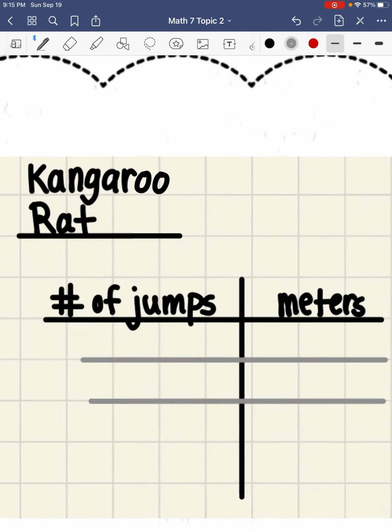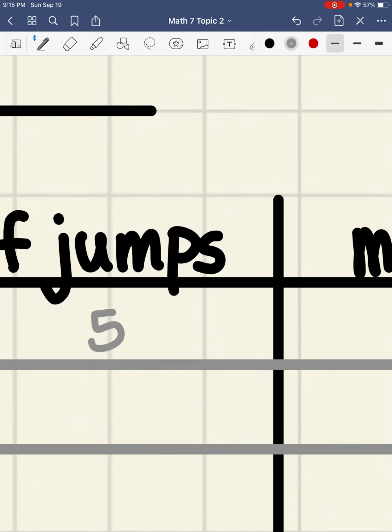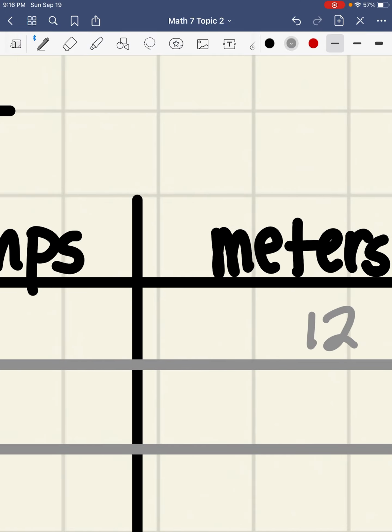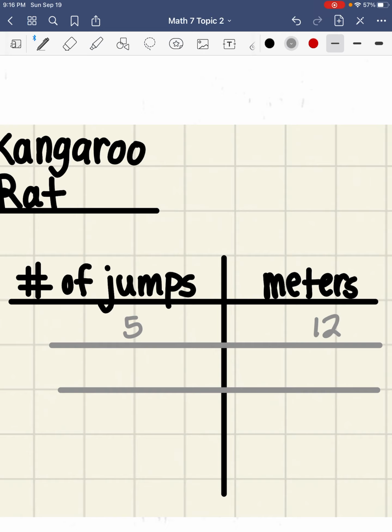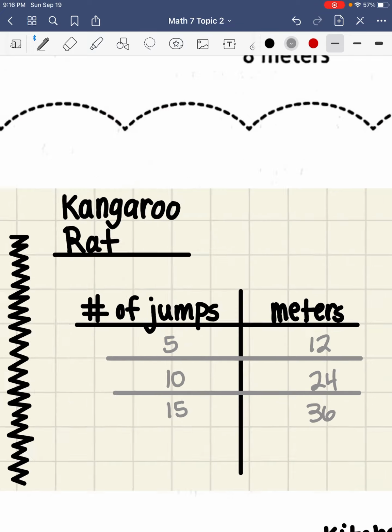Okay, but let's talk about the kangaroo rat. So we know that in 5 jumps, he goes 12 meters, right? Well, how far would he go if he did 10 jumps? 24 meters, right? We would just double. What if he did 15 jumps? Well, 12 times 3 is going to be 36 meters, and so forth.